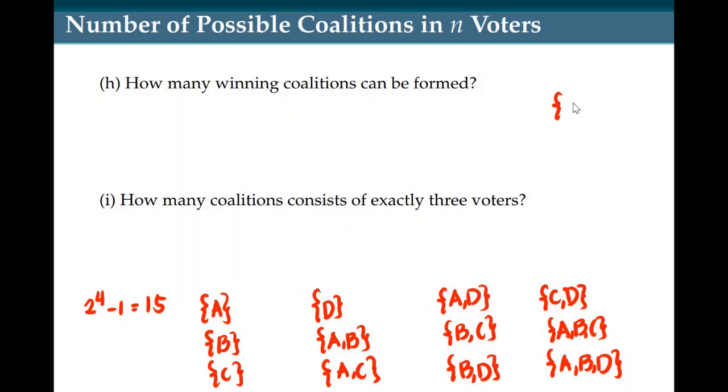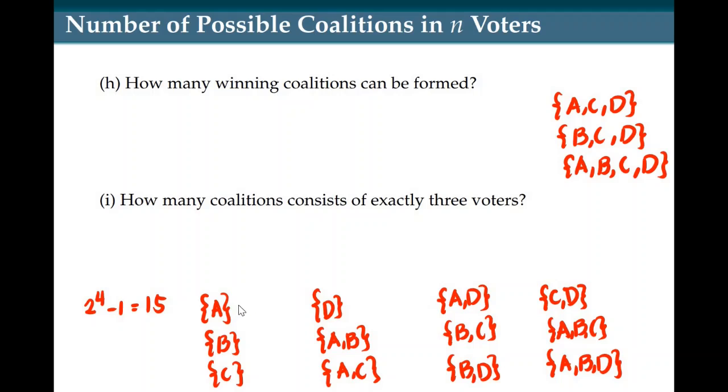we have A, C, and D. We also have B, C, and D, and A, B, C, and D. So these are the coalitions formed from the given weighted voting system. 1, 2, 3, 4, 5, 6, 7, 8, 9, 10, 11, 12, 13, 14, and 15.